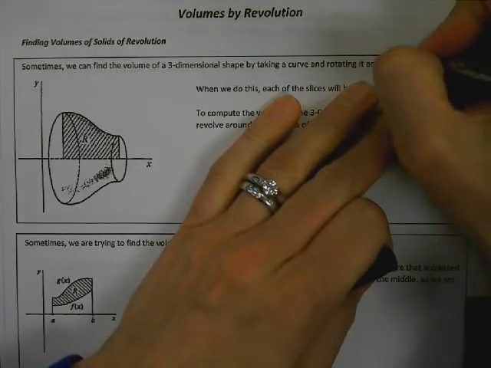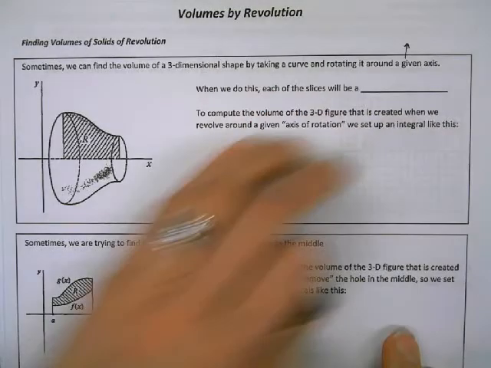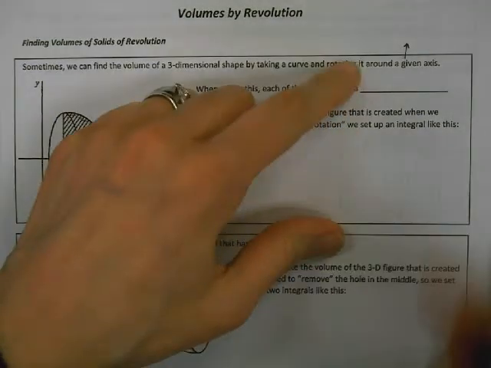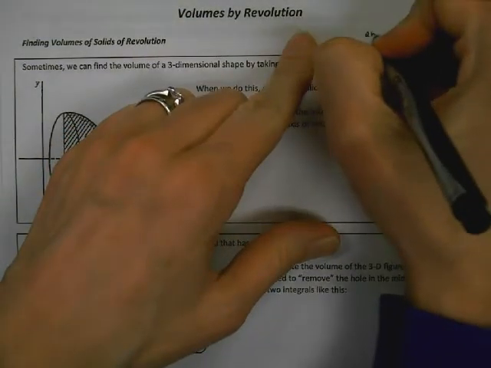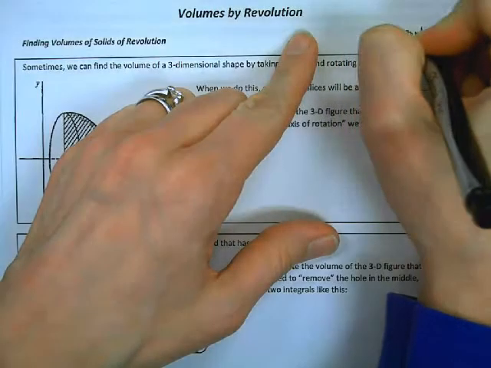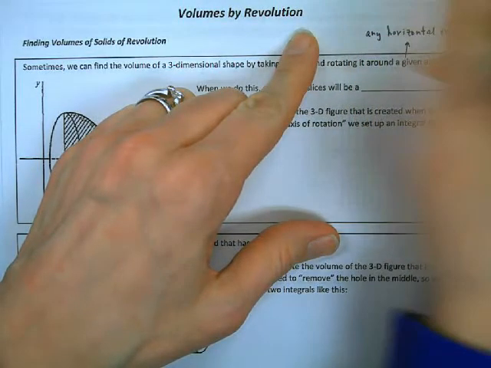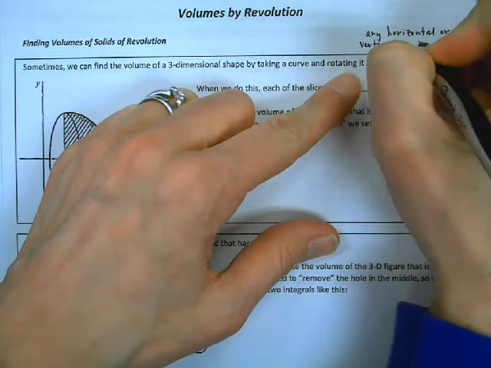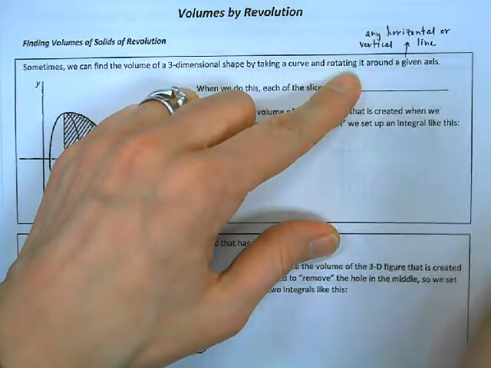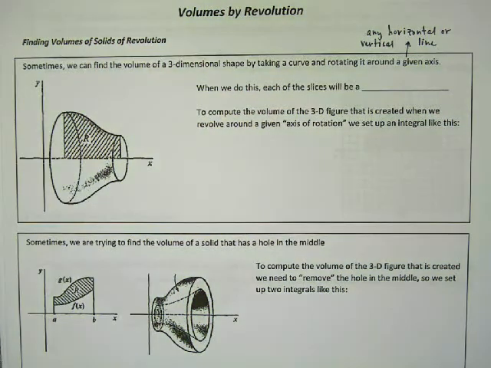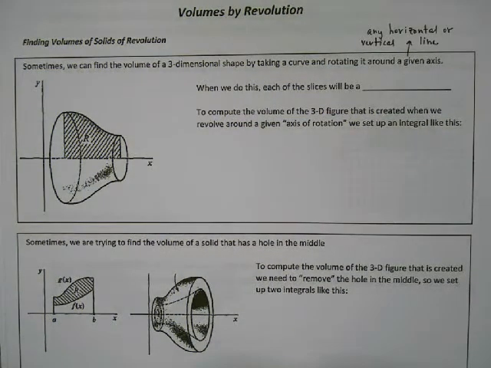Now, I want to make a note here. This could be the x or y axis, but really in more general terms, the axis could be any horizontal or vertical line. And so we'll kind of tuck that away. We'll see problems like that, probably not in this video, but when we're back in class. So just keep that in mind. Axis really means any horizontal or vertical line.